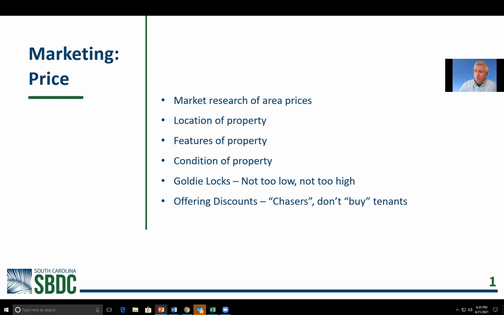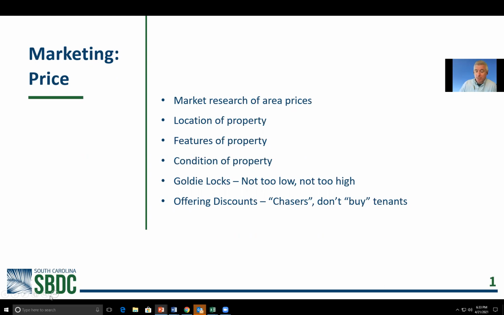The features of the property: 3-bedroom, 2-bath. Does it have washer and dryer? Does it come with appliances? How nice are the appliances? Is it across the street from a park? How far is it from the grocery store? I mean, all these different things. What are the features? Is it off-street parking? The more features you have, the more you can charge.